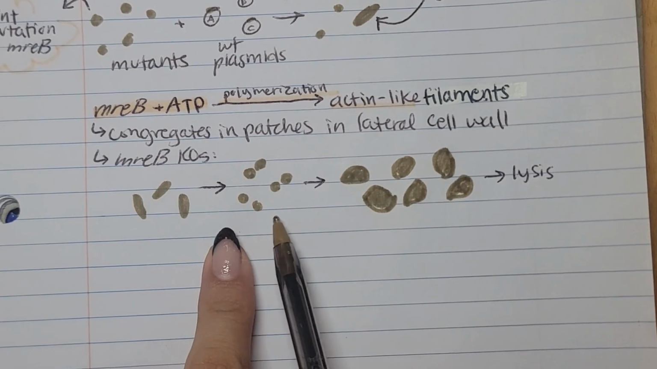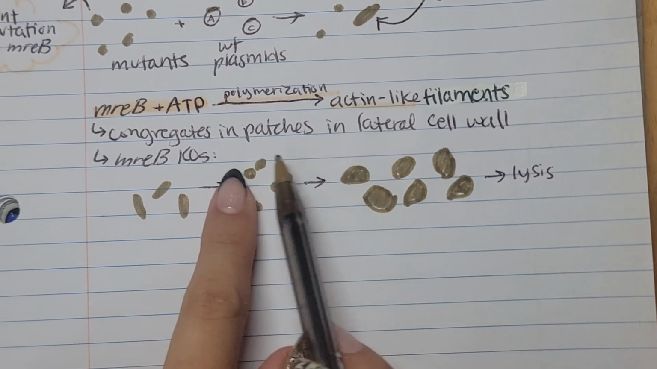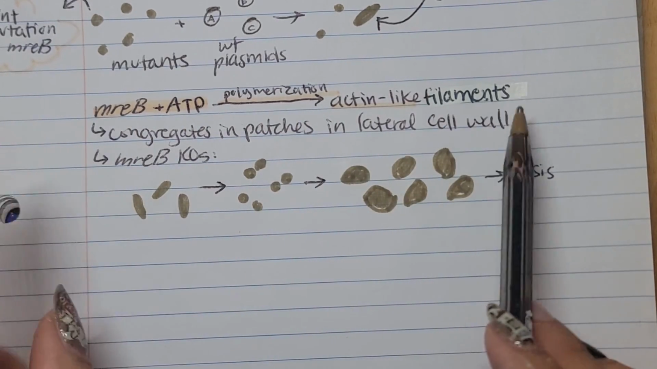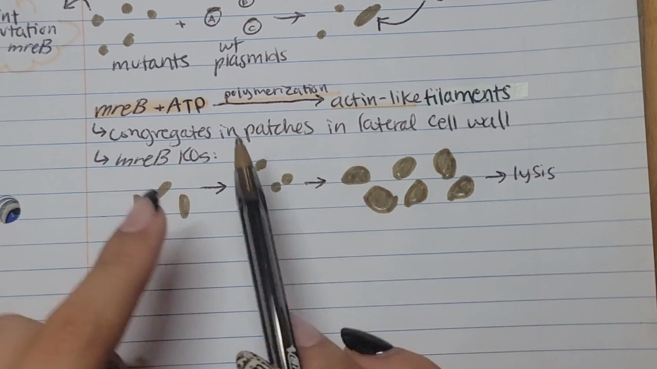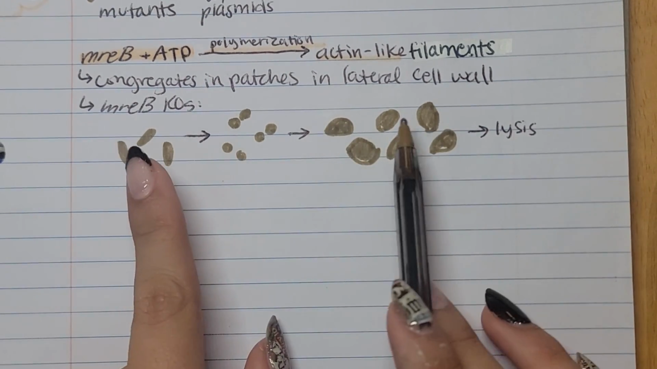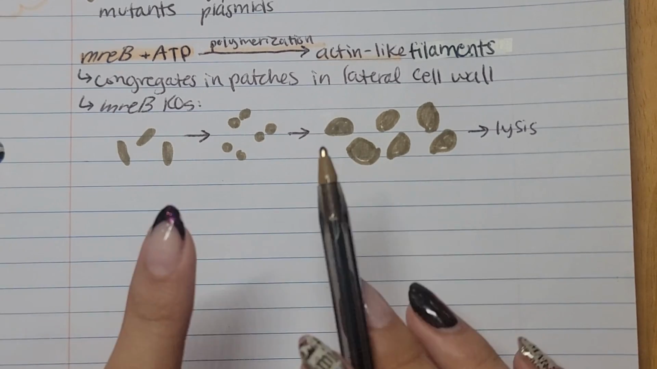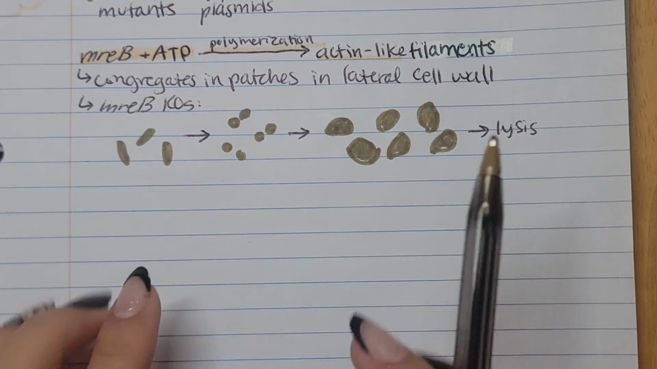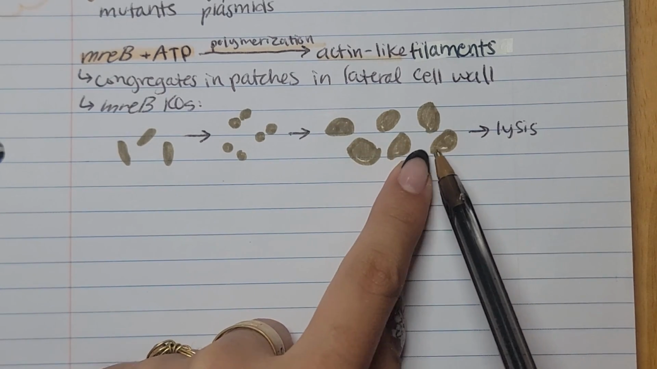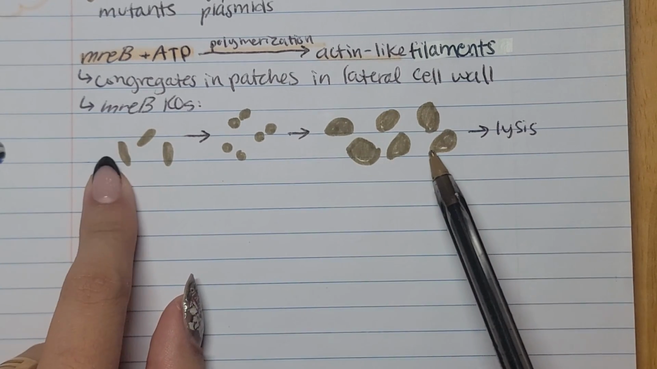Something is happening with elongation. So without our MreB, which can use ATP to become an actin-like filament, which is important for the lateral cell wall, we don't get that nice elongation. But hopefully you just caught a mistake in this experiment. If we knocked out MreB and this killed the cells, how did we grow these cells to begin with?